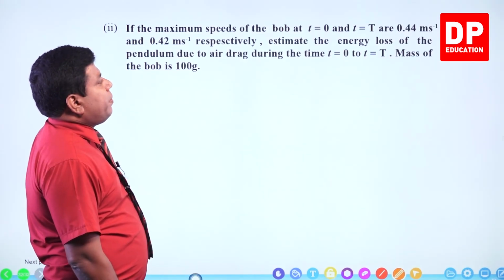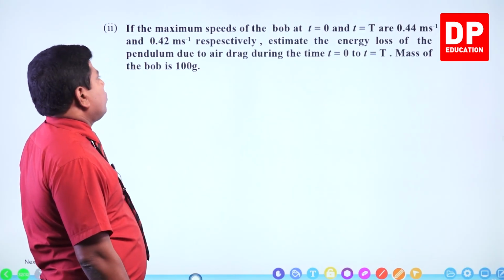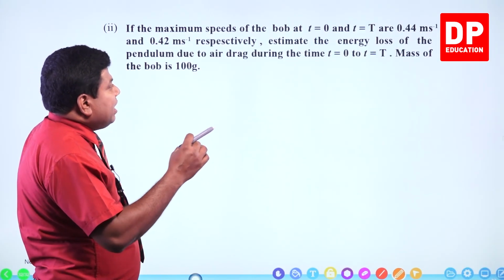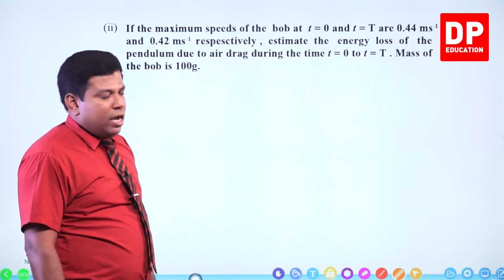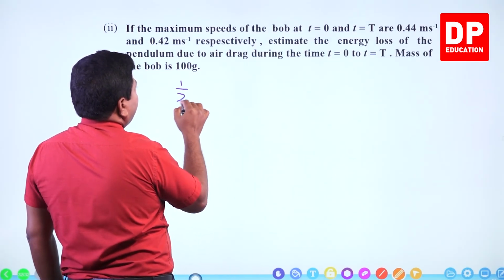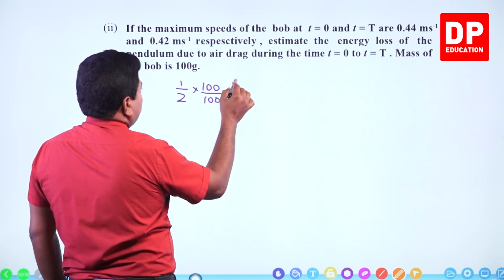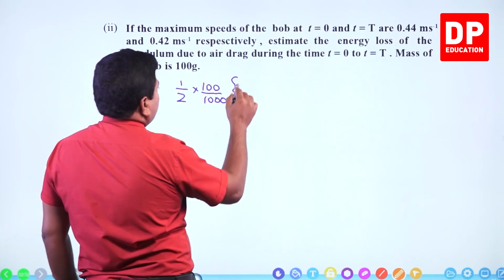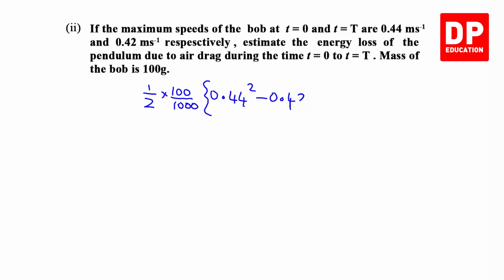If the maximum speed of the bob at t equals 0 and t equals t are 0.44 meters per second and 0.42 meters per second respectively, estimate the energy loss of the pendulum due to air drag during time t0 to t. Energy loss, kinetic energy loss, right? Half m, m is 100 grams, 100 by 1000 to change into kilograms. V1 squared is 0.44, because what I am doing is half m V1 squared minus half m V2 squared.